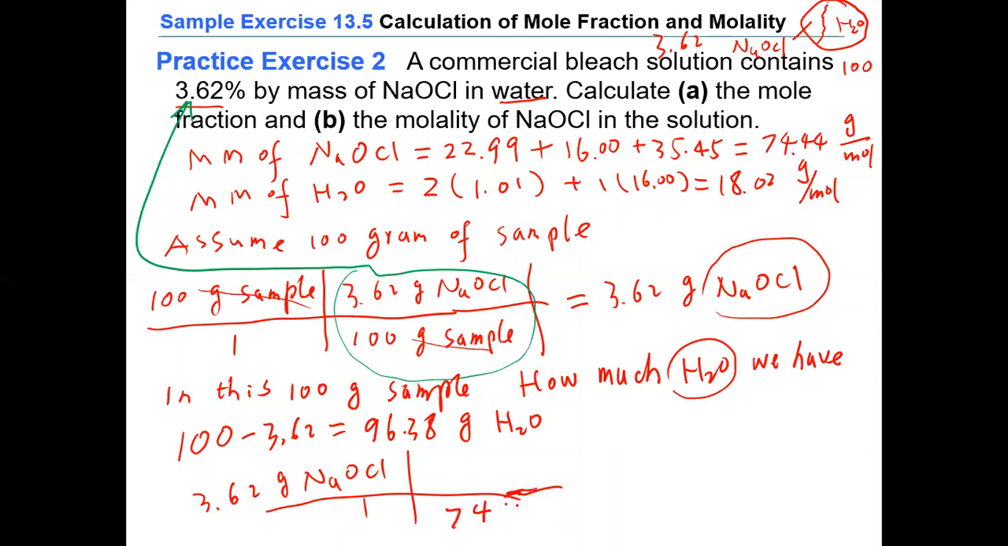Right, so this guy, the molar mass. Okay, so you get 0.0486 mole of NaOCl. Okay, any questions?